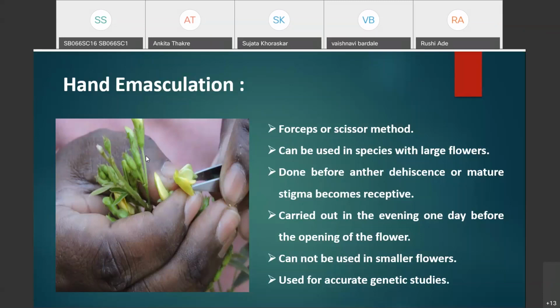Therefore emasculation is done in the evening. Emasculation is done in the evening between 4 to 6 p.m., one day before the anthers are expected to dehisce or mature and the stigma is likely to become receptive.